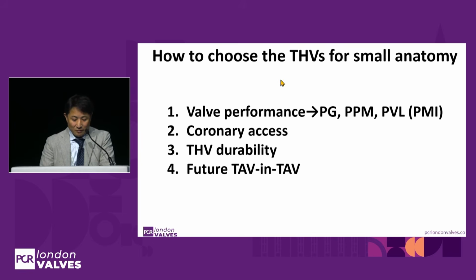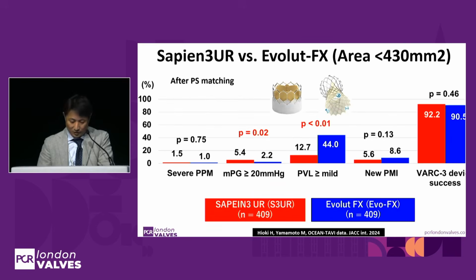So I consider the valve performance, number one, of course, that means the mean pressure gradient or existence of PPM or PVL and pacemaker implantation after valve implantation. And if the patient has coronary artery disease, it's very important to consider the future coronary access. And the next step is THV durability we need to consider, and to ensure the repeatability of the future TAVI procedure as much as possible in this procedure.